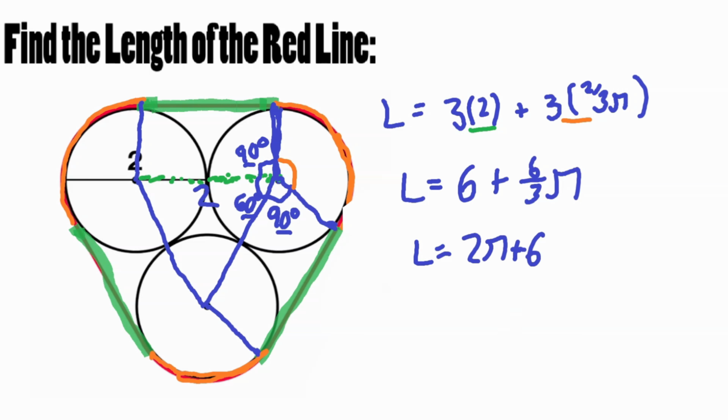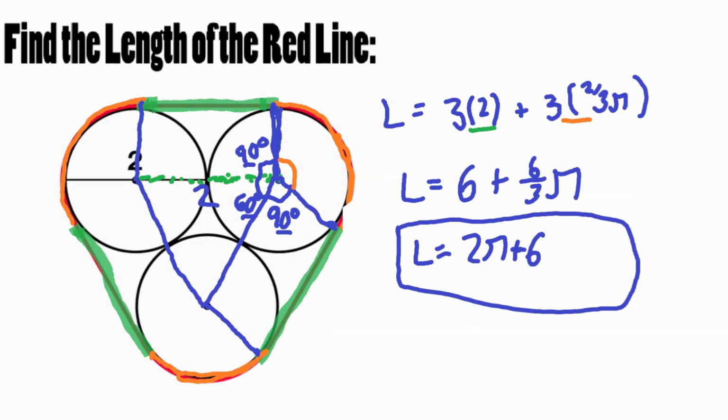So this is the total length of the red line, although we can't see the red line anymore since it's been covered up by the other colors of the segments, but this is the total length of it, the perimeter of this shape here. So I'll write units just to be safe.